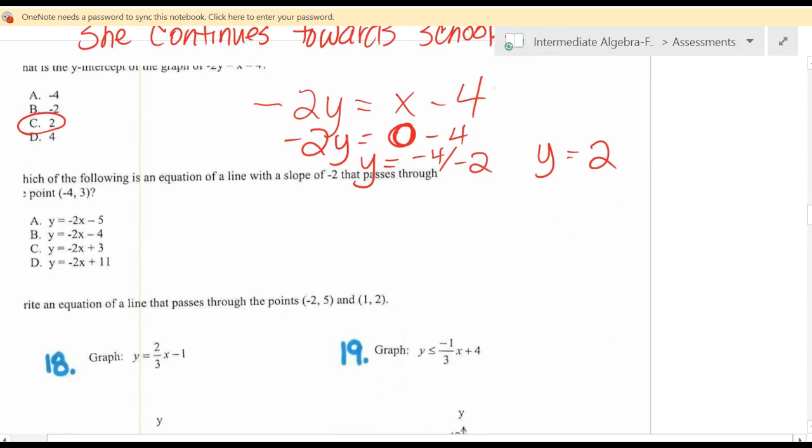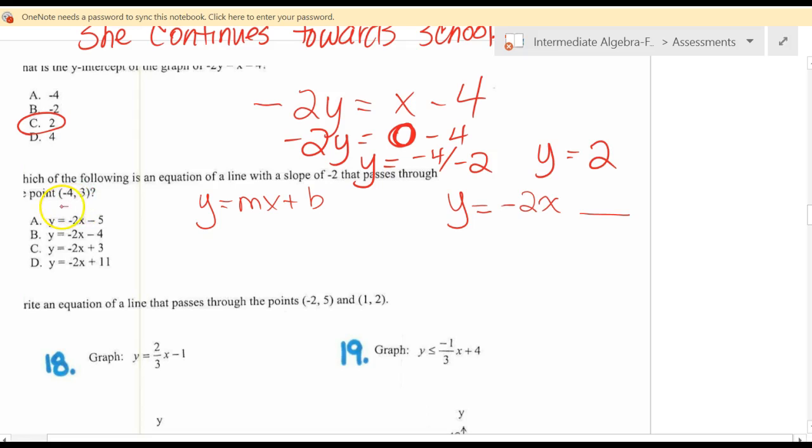Okay, the next question says, which of the following is an equation of a line with a slope of negative 2 that passes through the point (-4, 3)? So let's go back to the basics. y = mx + b. And we already know what our slope is. So we know we're going to have an equation that looks like y = -2x plus or minus something. But I don't know what my b is, and that's what I have to find out.